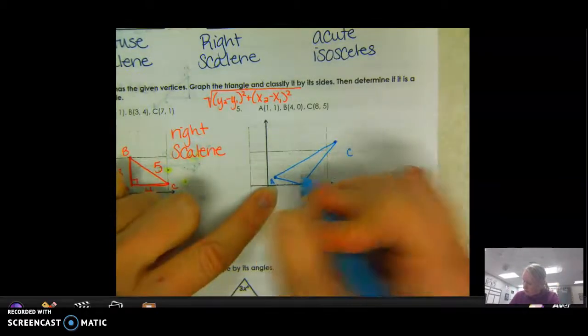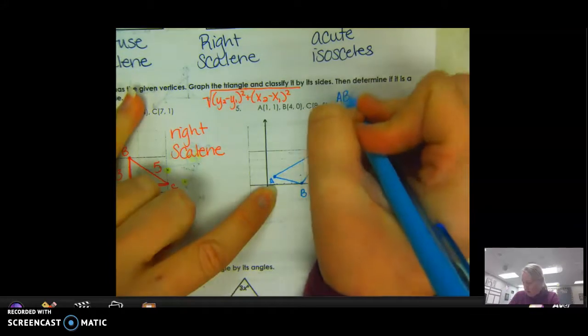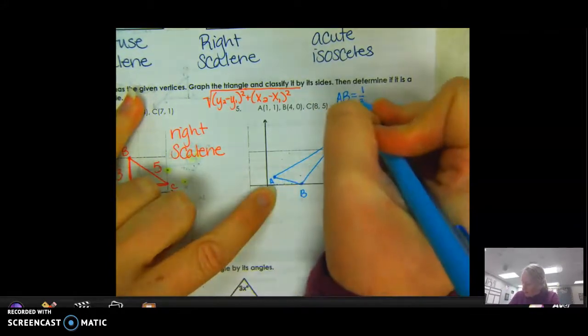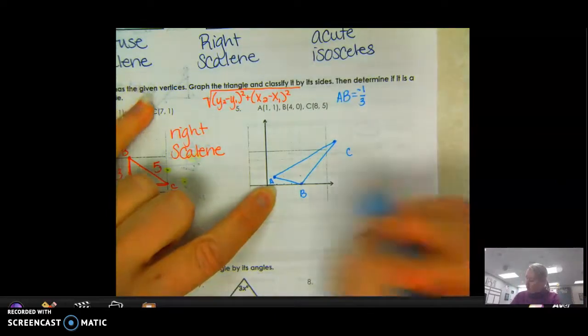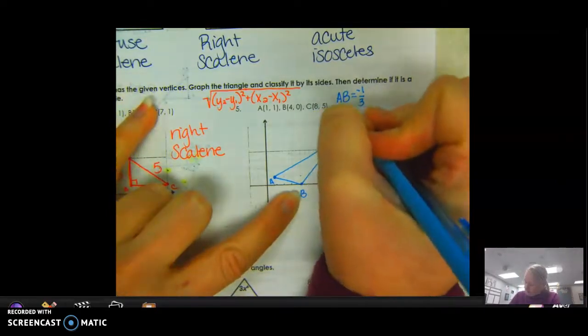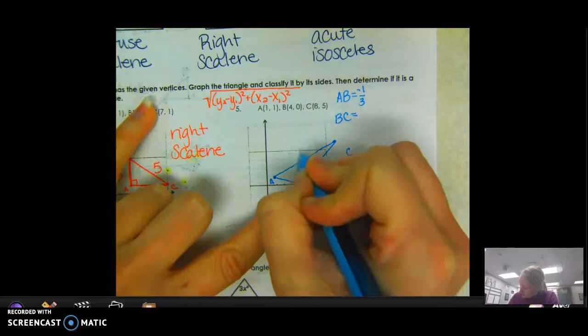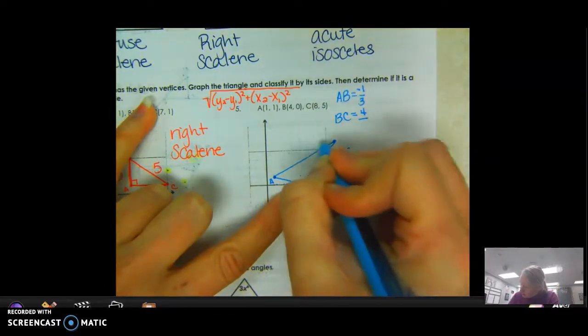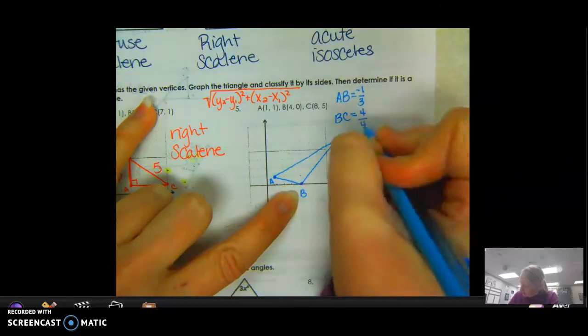So I rise 1. I'm just counting. And I run backwards 1, 2, 3. So backwards is a negative. And then I'm going to find BC. I rise 1, 2, 3, 4. I rise 4. And I run forward 1, 2, 3, 4.